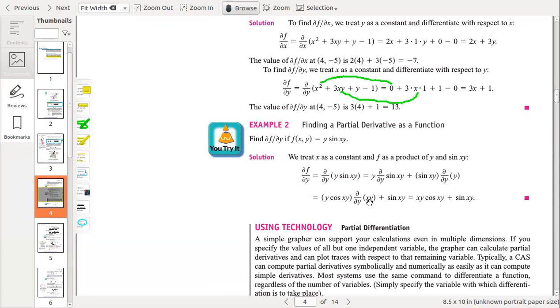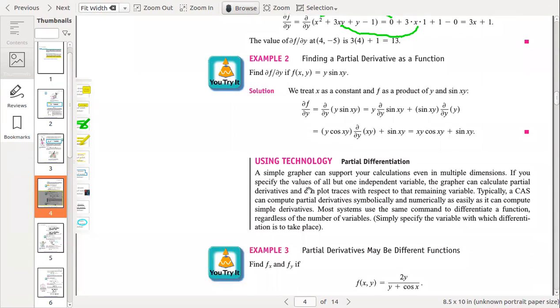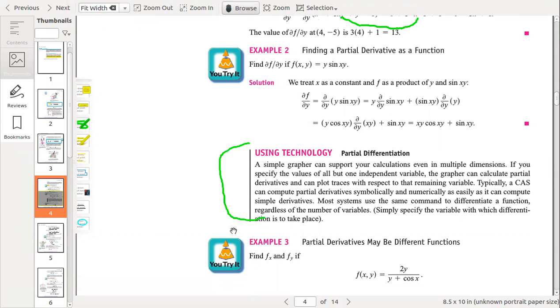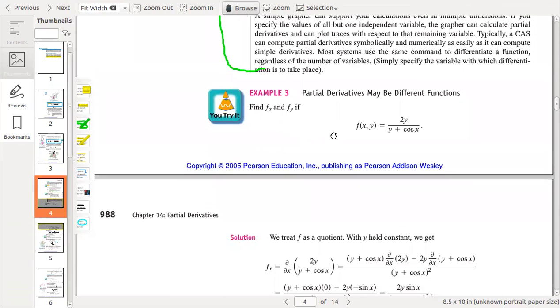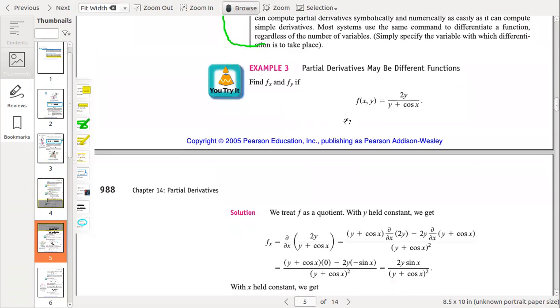Because the derivative of y will be 1, we will get xy cos of xy plus sine xy. So this portion you can skip, and we will go to the next example.